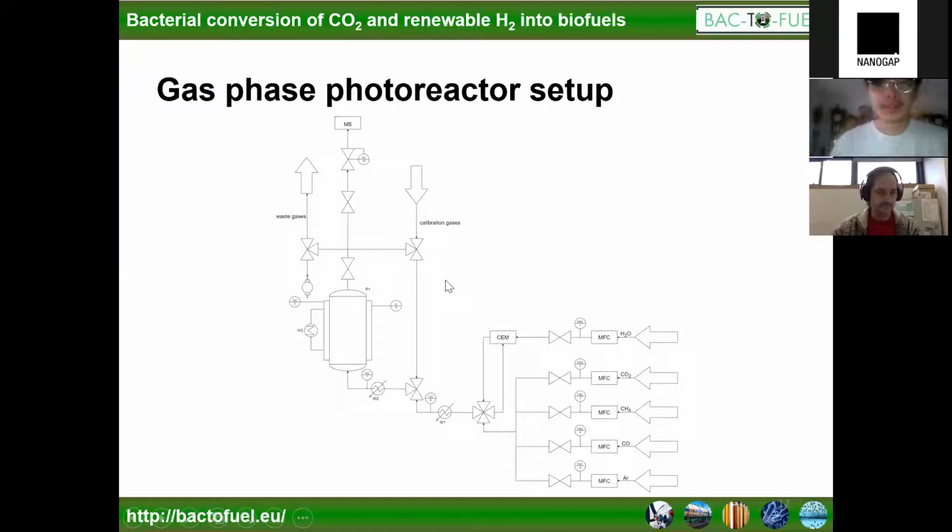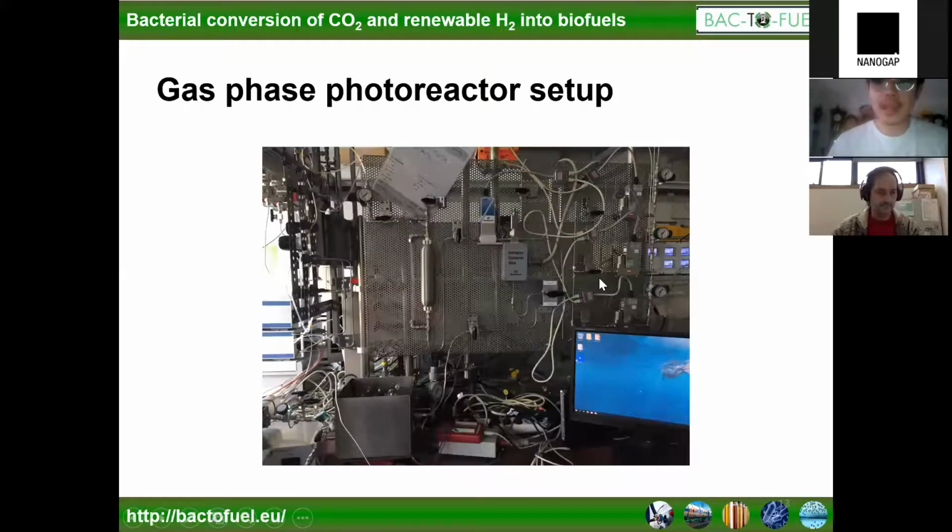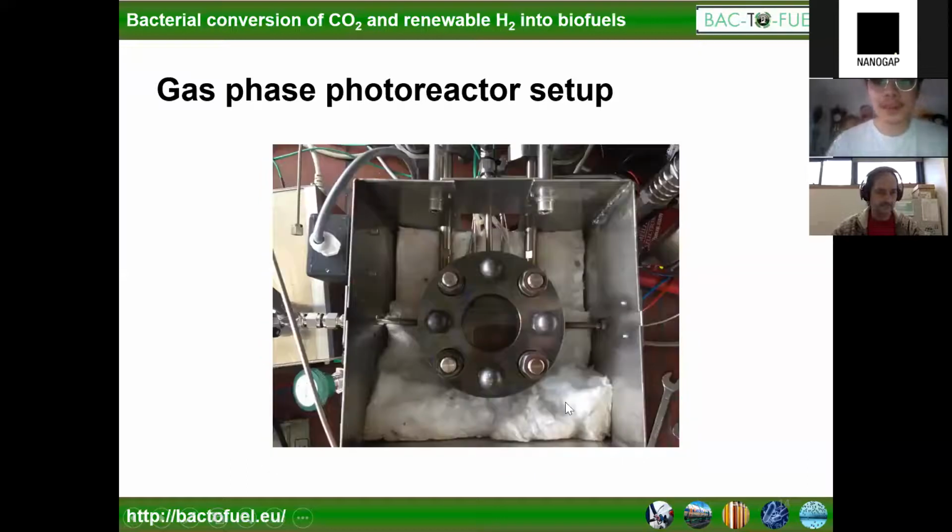So this is how this setup looks like. Here are the MFCs. Here is the controlled evaporator. It will go down here. Here you have the photoreactor. Here you would have the light, and here is the connection to the mass spectrometer. This is how the reactor looks like from above.